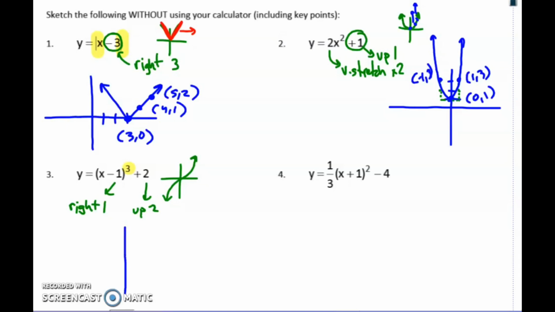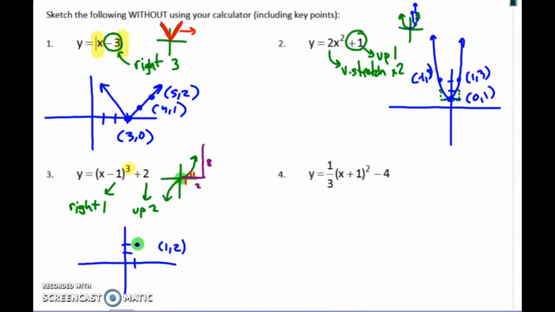So, make my sketch. I'm going to go right 1, up 2. This point right here that I just plotted on this graph, this coordinate (1, 2), represents that point right there. So now I need to know my pattern. Out 1, up 1. Out, I guess I'll use a different color here. It's kind of hard to do. Out 2, up 8, because I'm cubing.